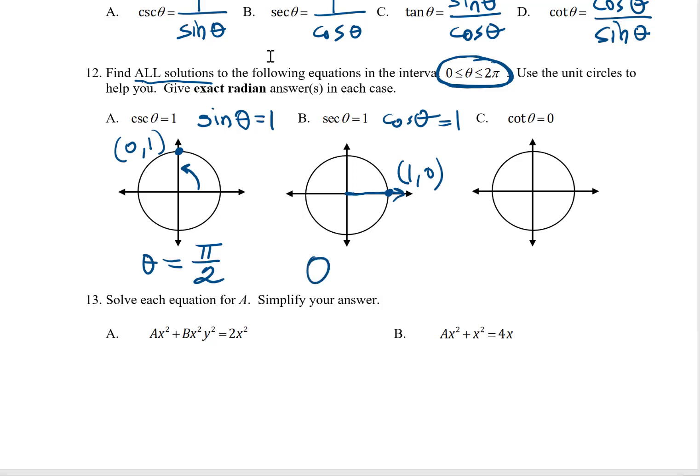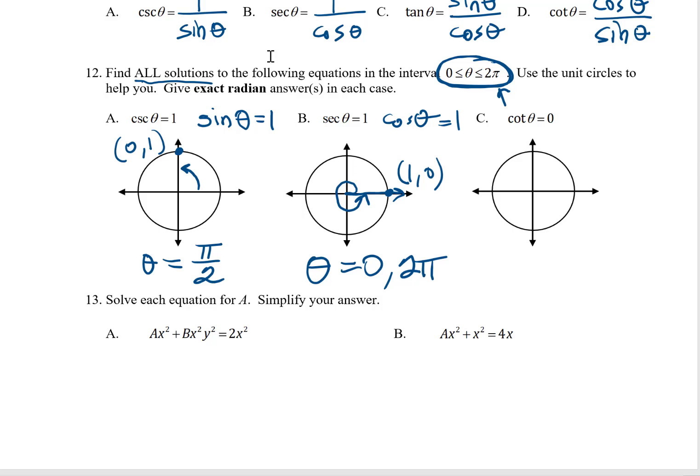Well, obviously it represents 0 radians, but it also represents 2 pi radians, and we're allowed to go all the way up to 2 pi, right? There's that little equals there. So we want all the answers from 0 to 2 pi, including the ends. Both of those angles would satisfy the equation.